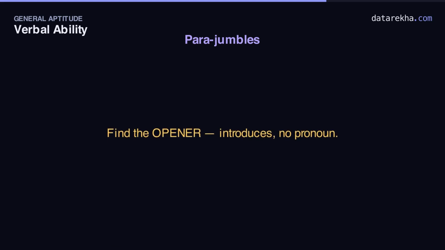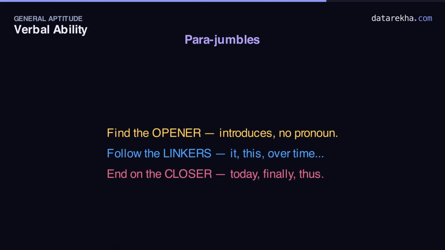Shape 5 in 2 parts. First, the para jumble. You are given sentences out of order and asked to rebuild the paragraph. Find the opener, the one that introduces the topic fresh, with no pronoun leaning on an earlier line. Then follow the linkers, words like it, this, or over time that point back. And end on the closer, a today or a finally.